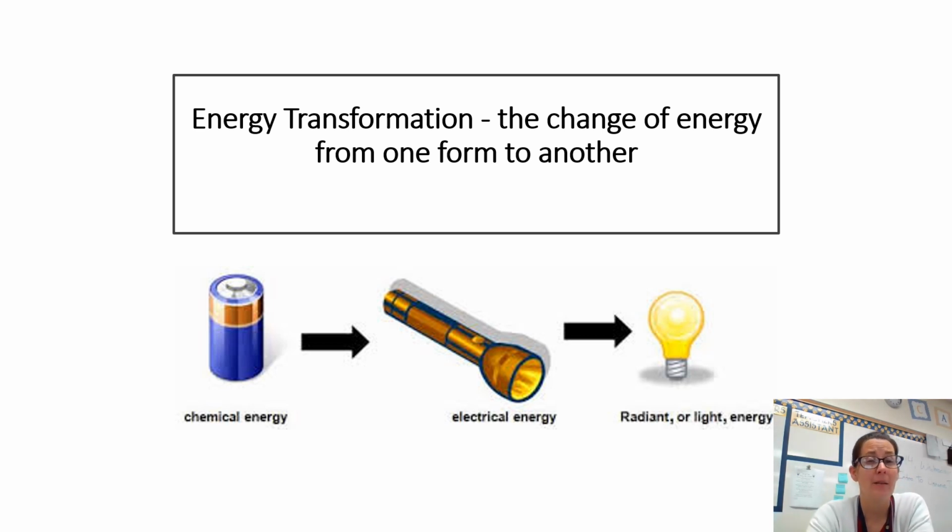So I know that you did some of this when you were in 5th grade. And what you looked for then was a battery, the chemical energy in a battery, turning into electrical energy in a flashlight, and then the flashlight giving off light or radiant energy. So that's the same kind of stuff that we're going to talk about here, only we're going to take it quite a bit further. We've got some different types of energy that we're going to learn.